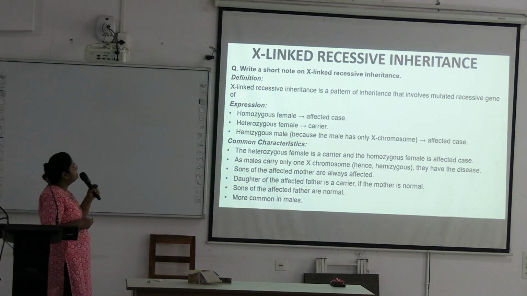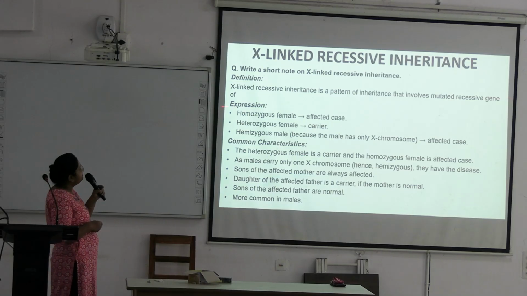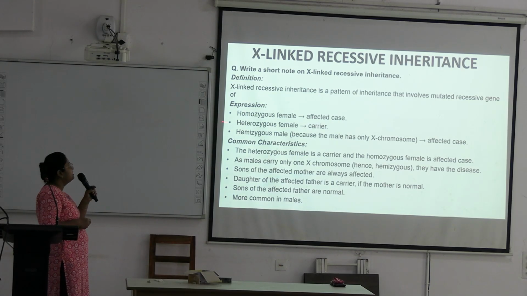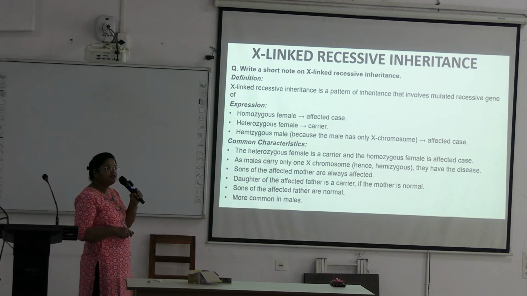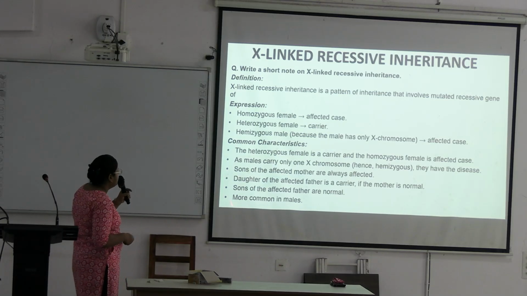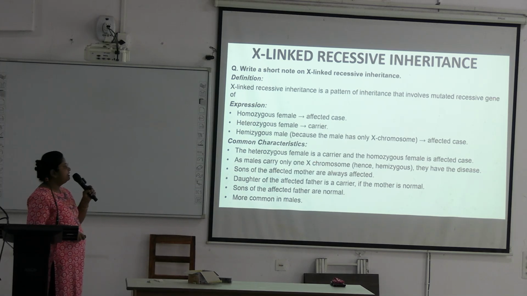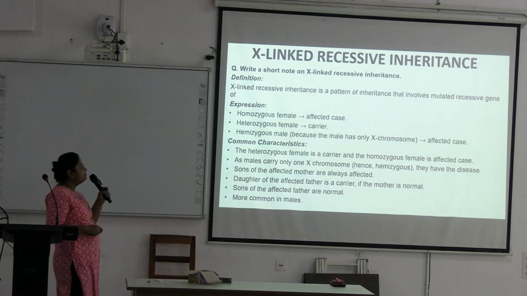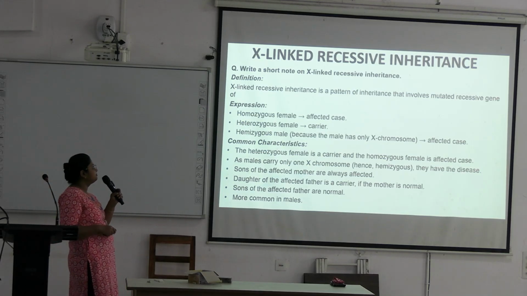So X-linked recessive inheritance is a pattern of inheritance involving a mutated recessive gene. A homozygous female is an affected case, a heterozygous female is a carrier, and a hemizygous male, because the male has only one X chromosome, is an affected case. Common characteristics: the heterozygous female is a carrier and the homozygous female is the affected case. As males carry only one X chromosome, in the hemizygous state they have the disease.